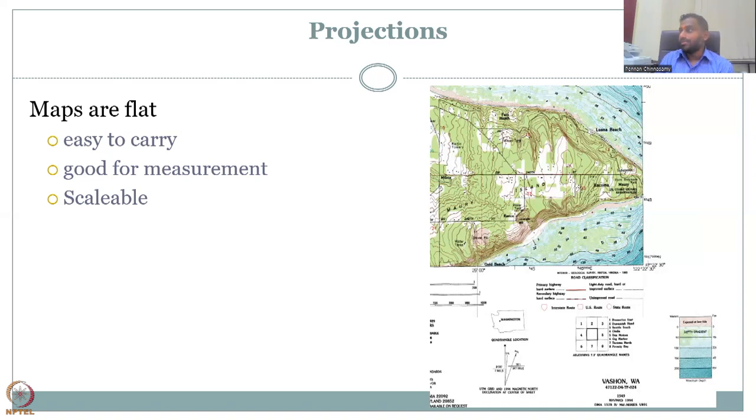Then we have the scalable benefit of the map, because you can zoom in and zoom out. So I'll just say what the scale means in terms of usage: you can zoom in and zoom out. When you have a globe, you cannot zoom into a globe nor zoom out, because it is a ball.